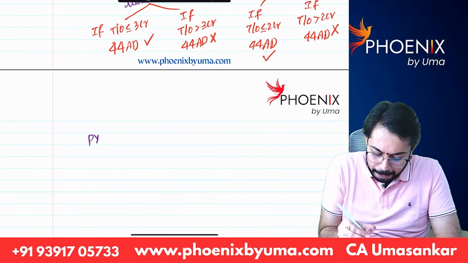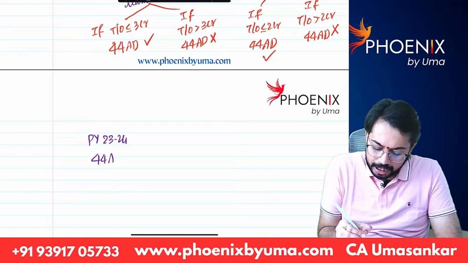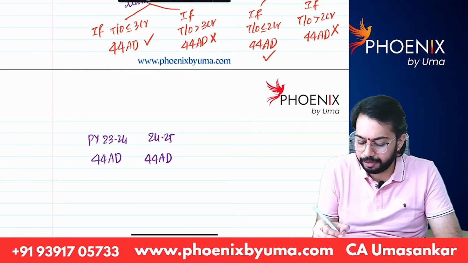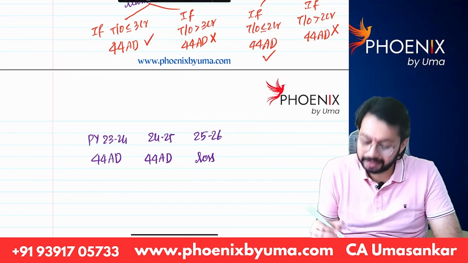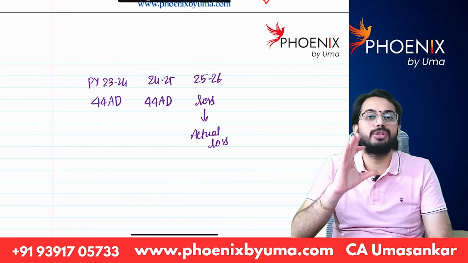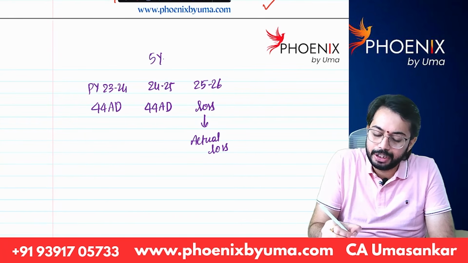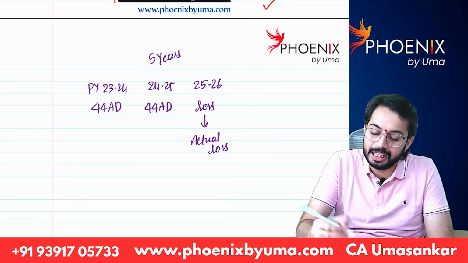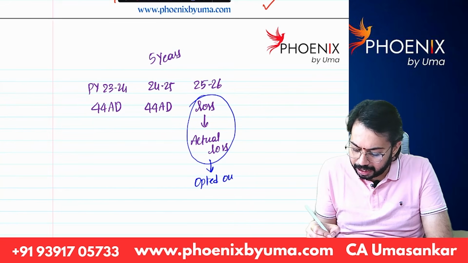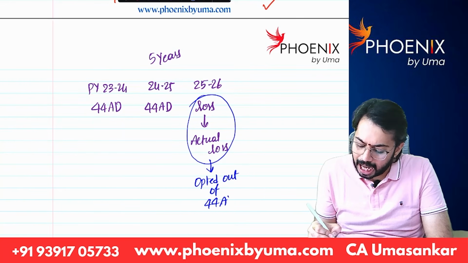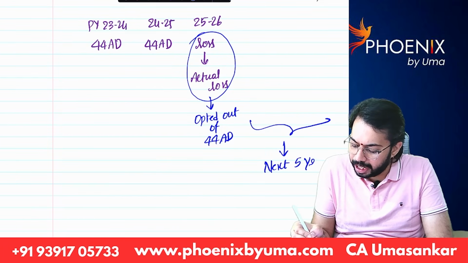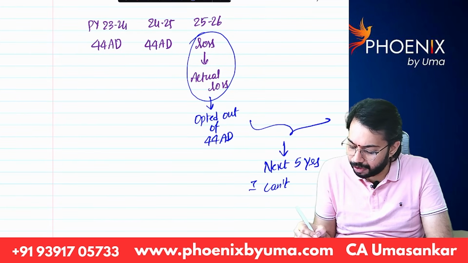What do you mean by this? In previous year 23-24, I disclosed income under 44AD. In 24-25 also, I disclosed income under 44AD. In 25-26, there is loss. And I wanted to show actual loss. The thing is, once you choose 44AD, for 5 years, you have to choose 44AD. But in this year, did I choose 44AD? I opted out of 44AD. Correct? I opted out of 44AD. Once I opted out, for next 5 years, I cannot choose 44AD. Are you able to understand? I can't choose 44AD.